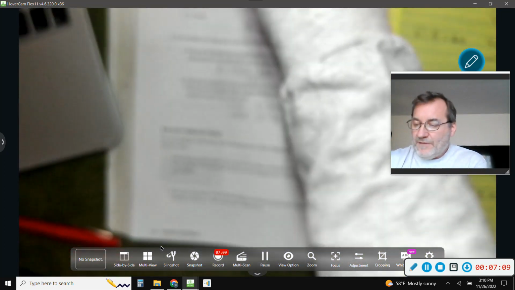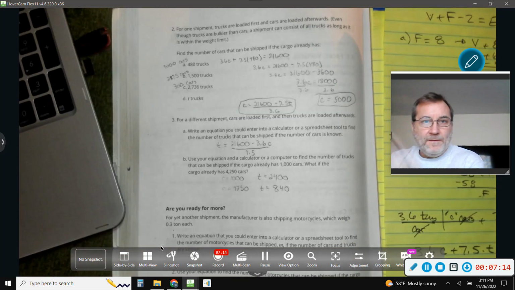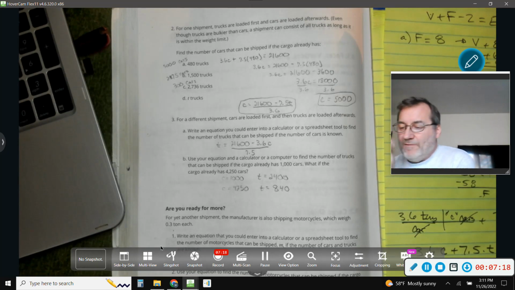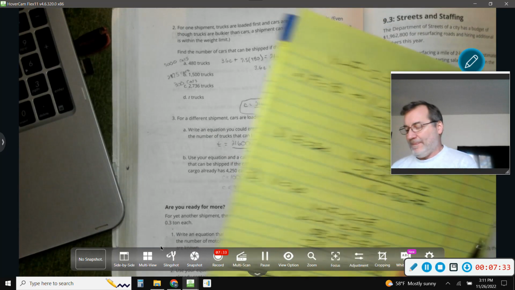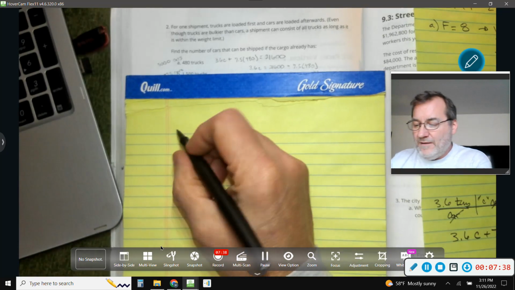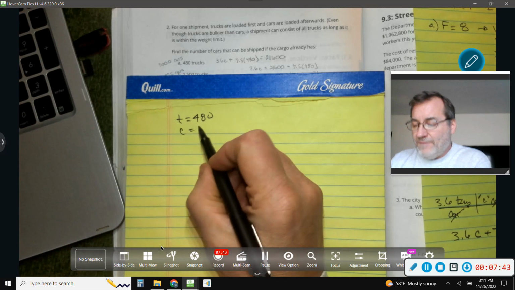It continues on the top of the page on page 206. It says, for one shipment, trucks are loaded first and cars are loaded afterwards. Even though trucks are bulkier than cars, the shipment can consist of all trucks as long as it is within the weight limit. Find the number of cars that can be shipped if the cargo already has this many trucks. So what they're saying is that you know the number of trucks already, T is 480, and they want you to find what C is.